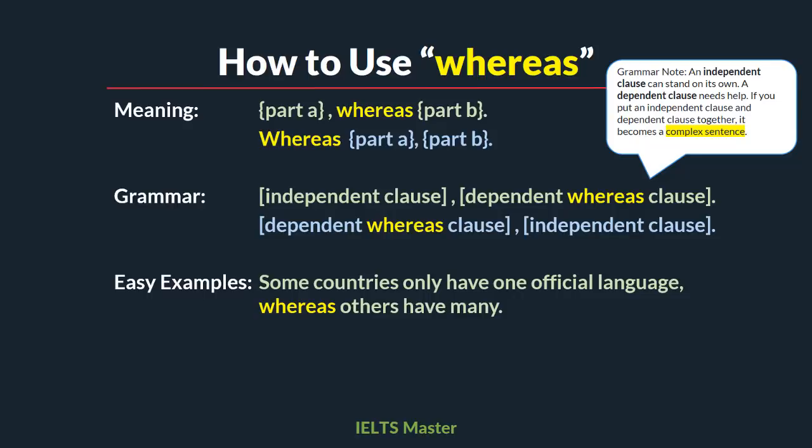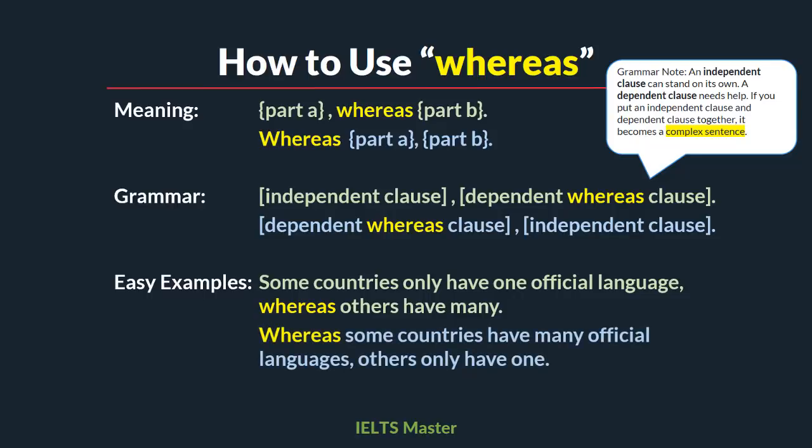But this sentence, some countries only have one official language, comma, this is the independent clause. This can be a sentence. If we said, some countries only have one official language, that's a sentence, no problem. Comma, whereas others have many. Whereas others have many, period, that's no good. That's not a finished sentence. So that's the dependent whereas clause.